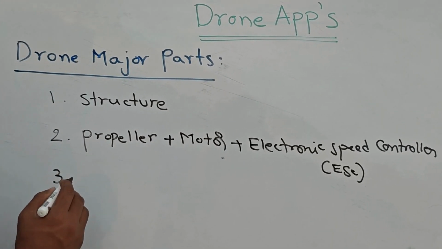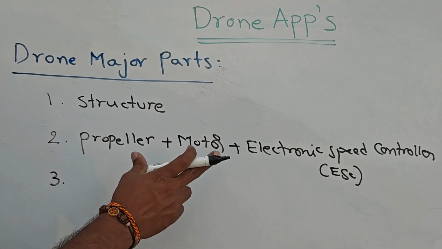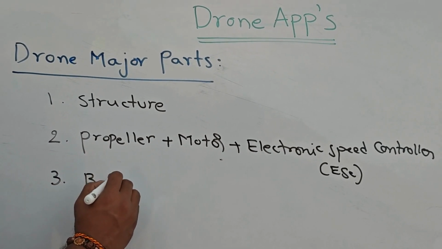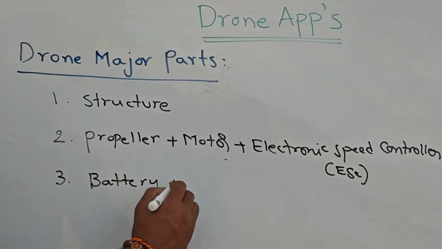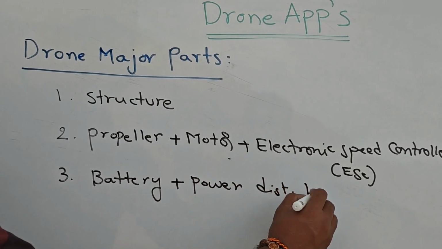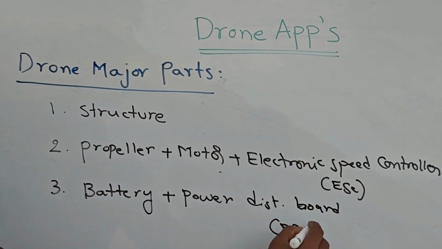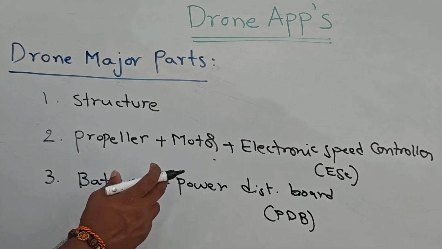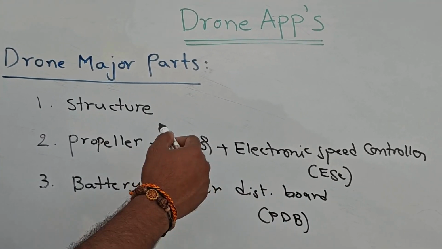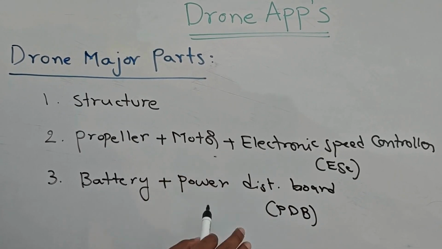The third part is the power part. This entire propeller system is driven by electrical power. The major unit is the battery. And there is another unit called the power distribution board, PDB. This PDB ensures that the battery power will be given to the propeller and other units in the drone in a reliable fashion, and it sets the limits of the corresponding units.